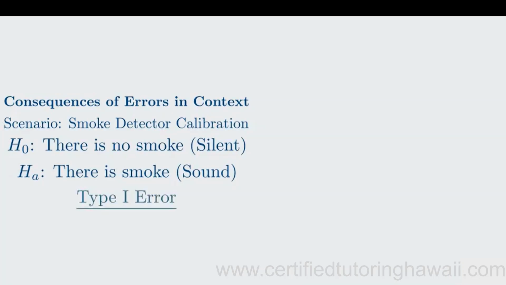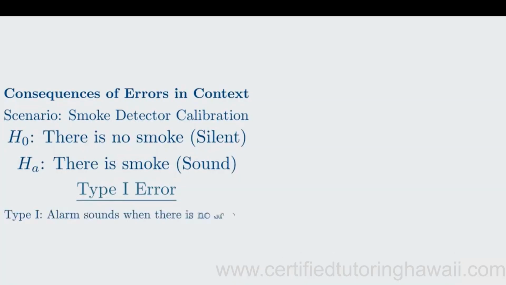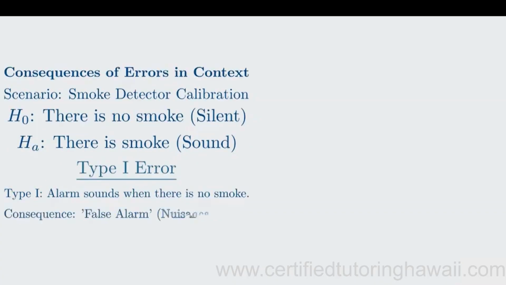Let's identify the type 1 error first. Remember, a type 1 error is rejecting a true null. In this case, the type 1 error is that the alarm sounds when there is no smoke. What is the consequence of this? It's a false alarm. This causes annoyance, potential panic, and could lead to people ignoring the alarm in the future or removing the batteries. It's a nuisance, but is it the worst possible outcome?